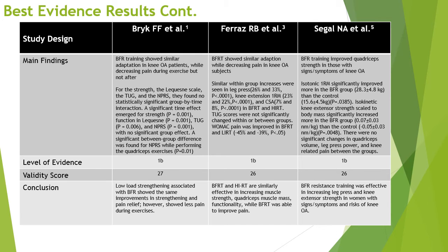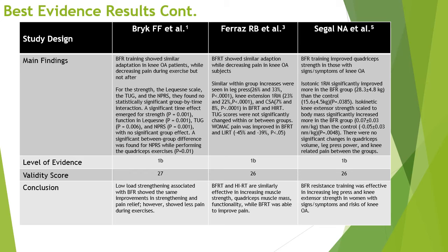This slide is a continuation of the previous table, however, it focuses on the main findings, the level of evidence, the validity score, and the conclusion of each study. When looking at Bright, the main finding was that blood flow restriction training showed similar adaptations in knee osteoarthritis patients while decreasing pain during exercises, but not after. In Ferreira's, the main finding was that blood flow restriction training showed similar adaptation while decreasing pain in knee osteoarthritis subjects. And in Segal, the main finding was blood flow restriction training improved quadriceps strength in those with signs and symptoms consistent with knee osteoarthritis. The statistical breakdown is listed below the main findings.